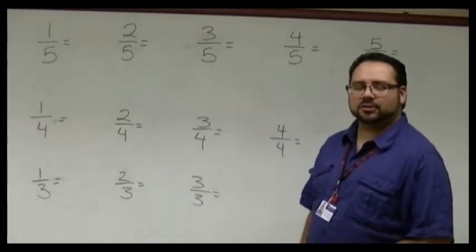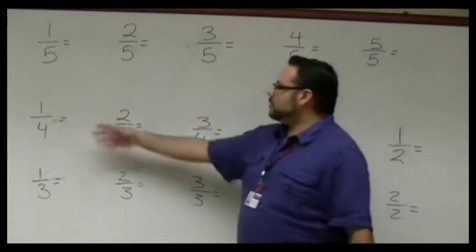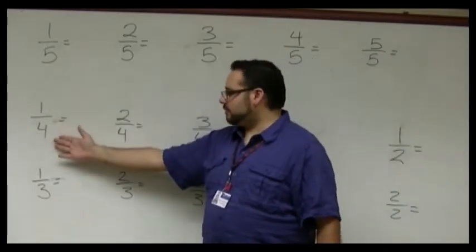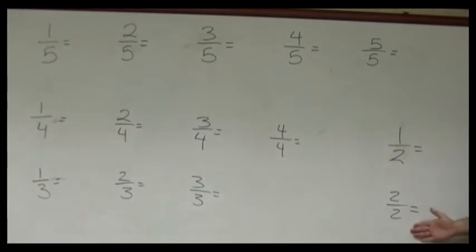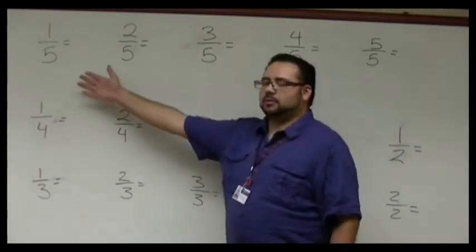The fraction sum, the third paragraph, talks about when the bottom is a 5, when the bottom is a 4, when the bottom is a 3, and finally when the bottom is a 2. So we're going to start with when the bottom is a 5.